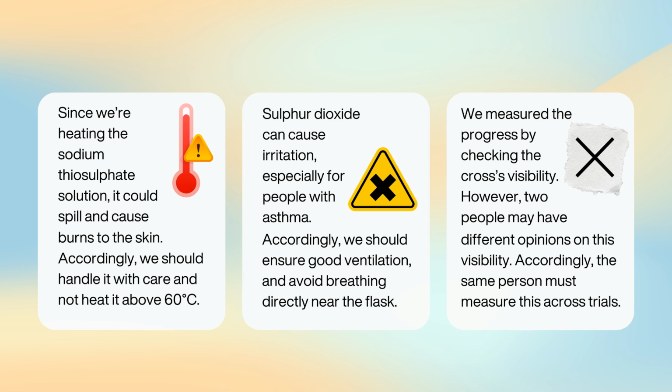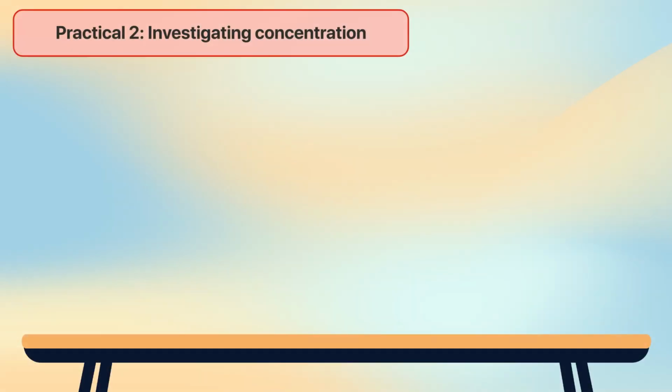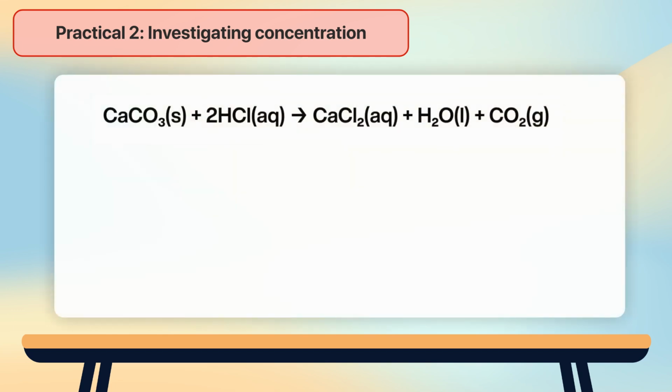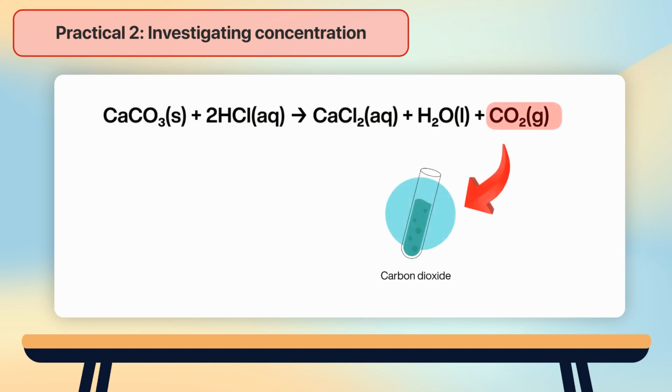But with this in mind, let's consider our second experiment. With this experiment, we'll be investigating how concentration affects rate of reaction by looking at the following reaction between calcium carbonate and hydrochloric acid. As you can see, one of the key products of this reaction is carbon dioxide. As such, we can measure the volume of this gas to determine the reaction rate. Here's how we do it.